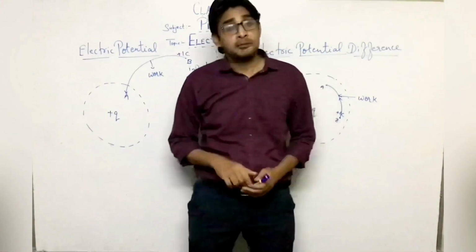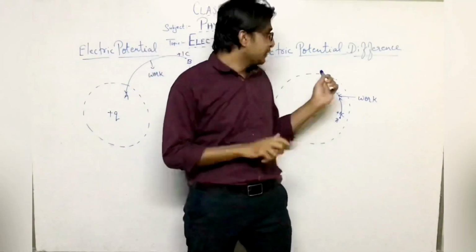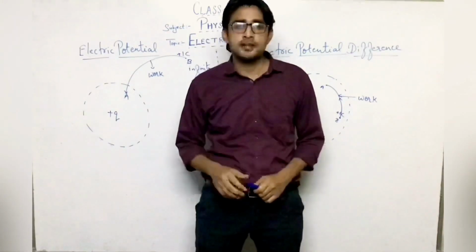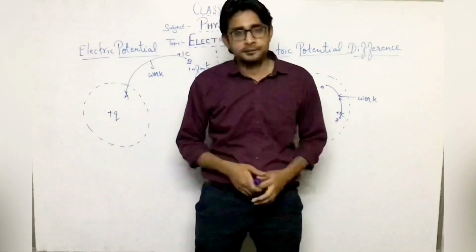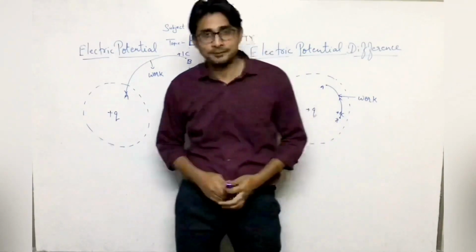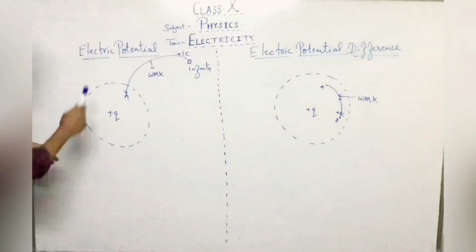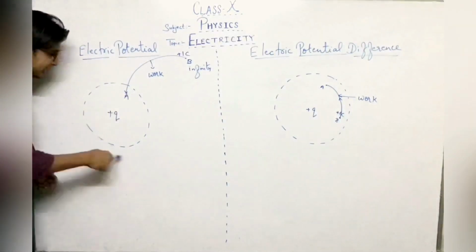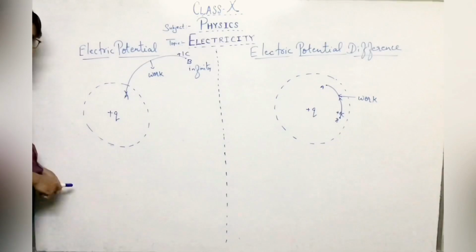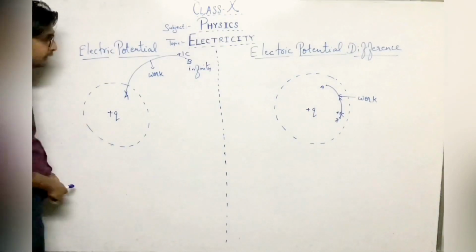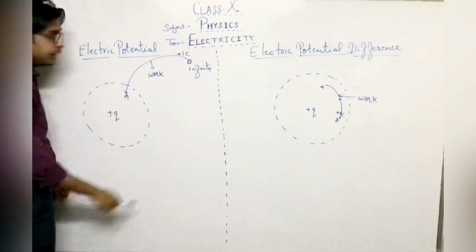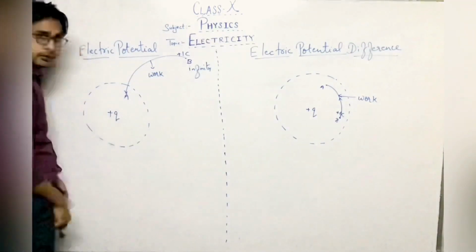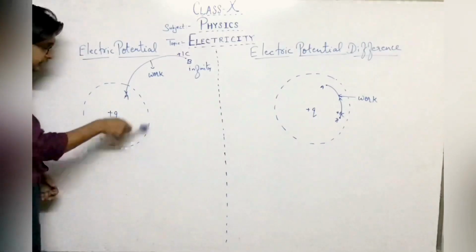Now I am defining both these definitions once again together so that you can understand in a much better way. So listen properly. Electric potential at a point inside the electric field of a charge is defined as work done in bringing a unit positive charge from infinity to that point inside the electric field.